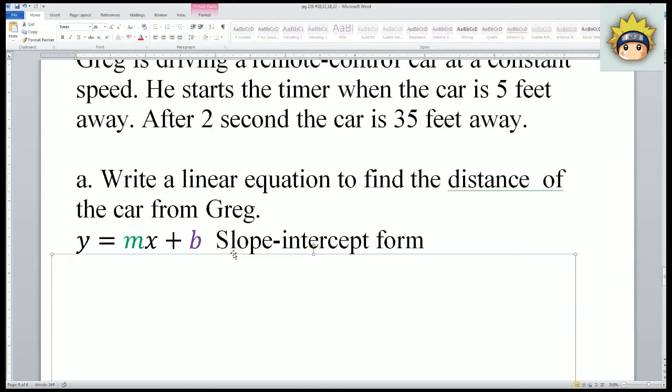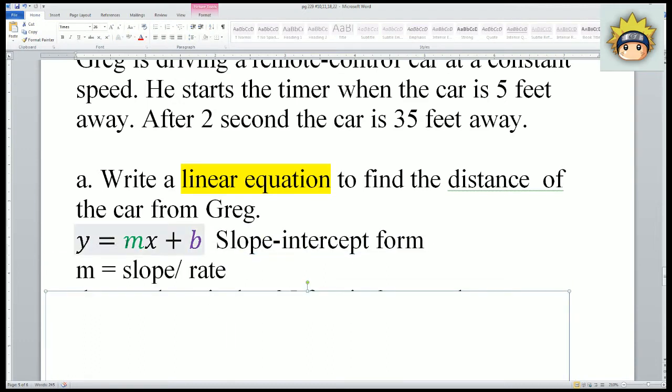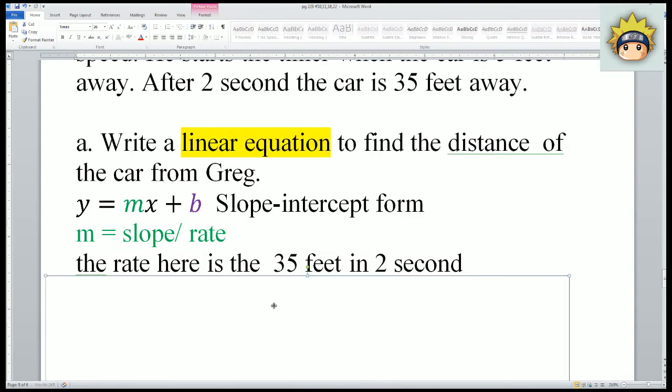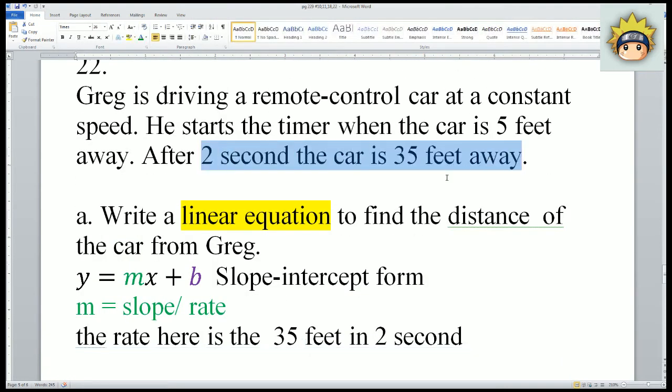So to write the linear equation, we always write it in slope-intercept form. Another way that you could look at the slope here is it's a rate, and the rate is referred to like the speed of something, like miles per hour. So I write it here. The rate here is 30 feet in 2 seconds. How did I get that? It says it right here. After 2 seconds, the car is 35 feet away.